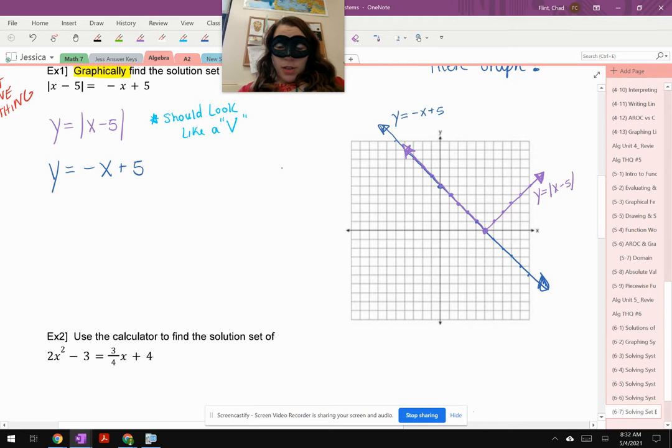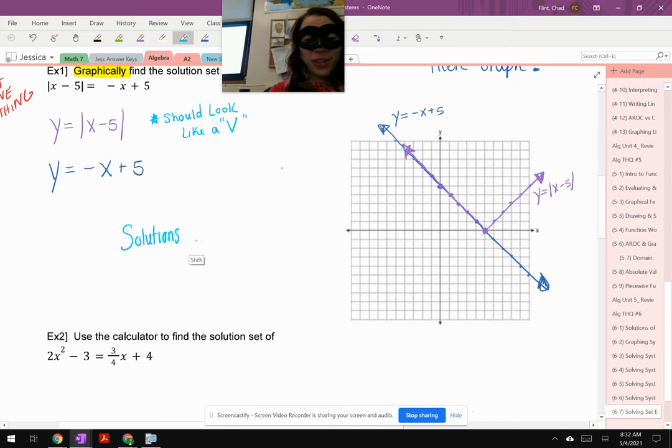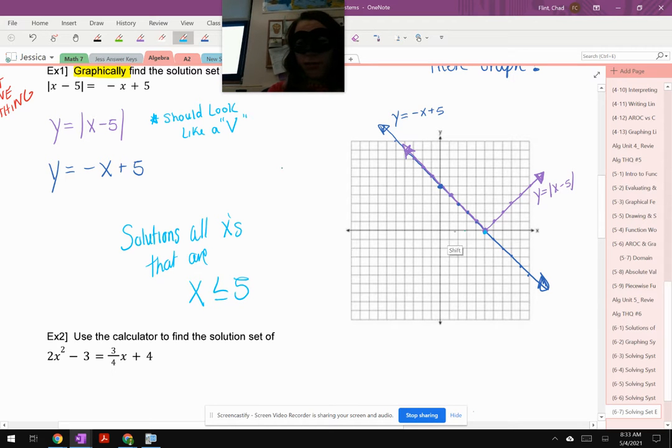But there are solutions that are only less than or equal to 5. So this was an interesting example. Your solutions are all x's that are, well, I can just write x is less than or equal to 5. Because 5, 4, 3, 2, 1.